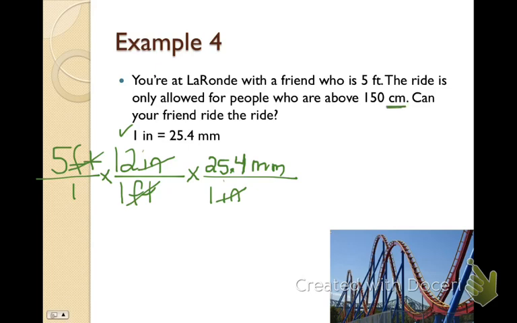Now this is asking about centimeters. I'm in millimeters, so I need to know how many centimeters there are in a millimeter. So I know that 1 centimeter is equal to 10 millimeters.